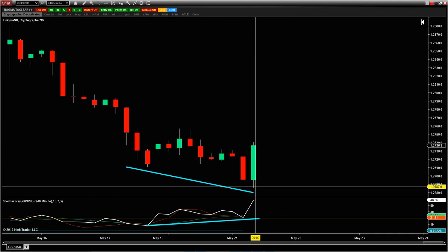An engulfing candle is what type of sign? Is it a weak sign? Is it a strong sign? Is it a stop sign? What is it? Strong, right? Strong like me in the weight room the last couple weeks.